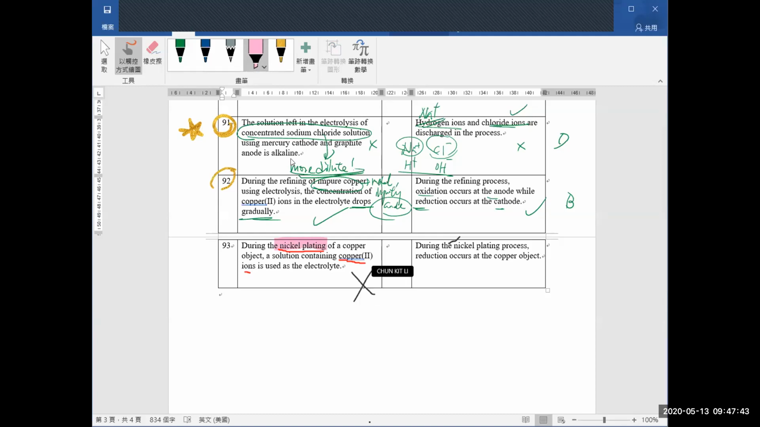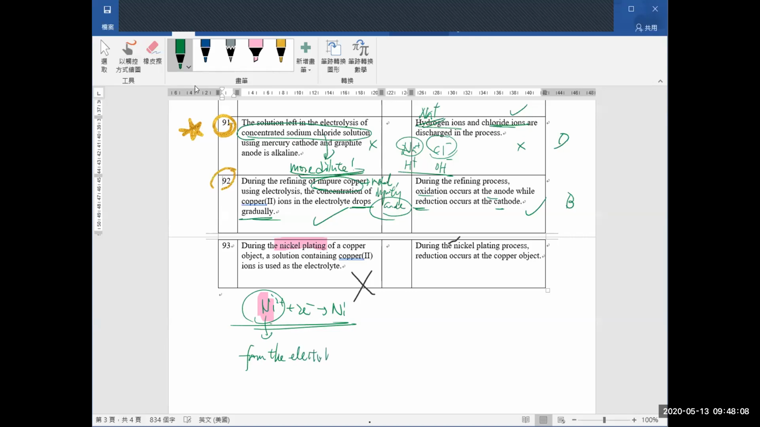What does it mean by nickel plating? To plate a layer of nickel onto the copper object, right? So nickel two ions will be reduced. How? I need nickel two ions to be reduced and go back to nickel. So where do you find the nickel two ions? From what? From the electrolyte, okay?